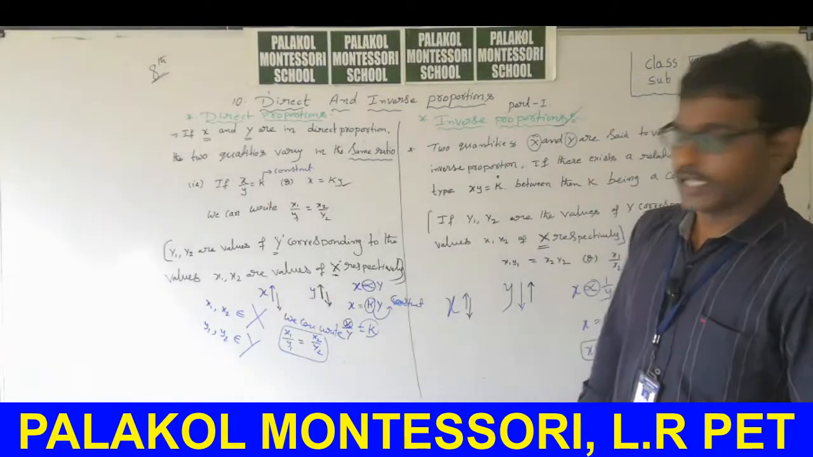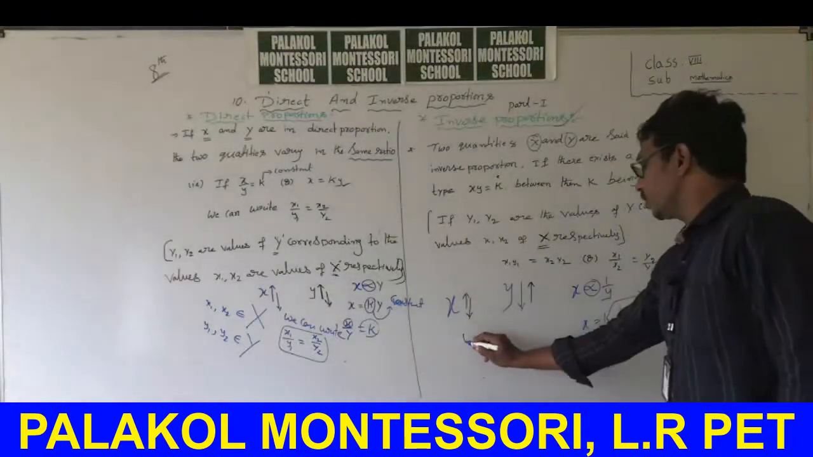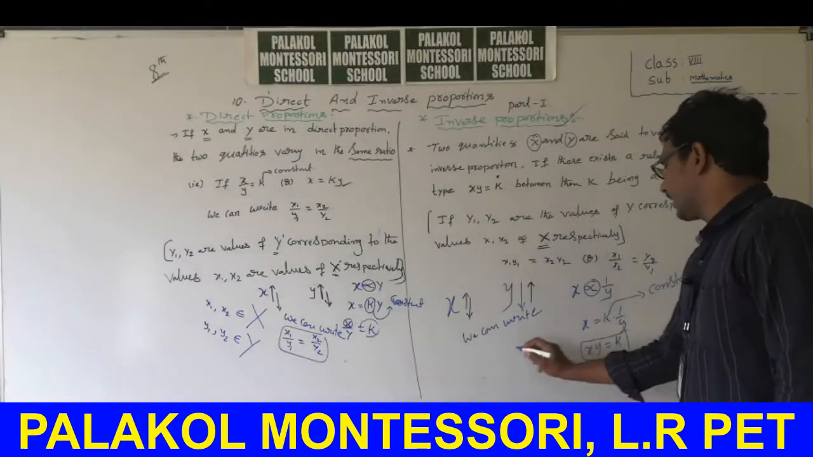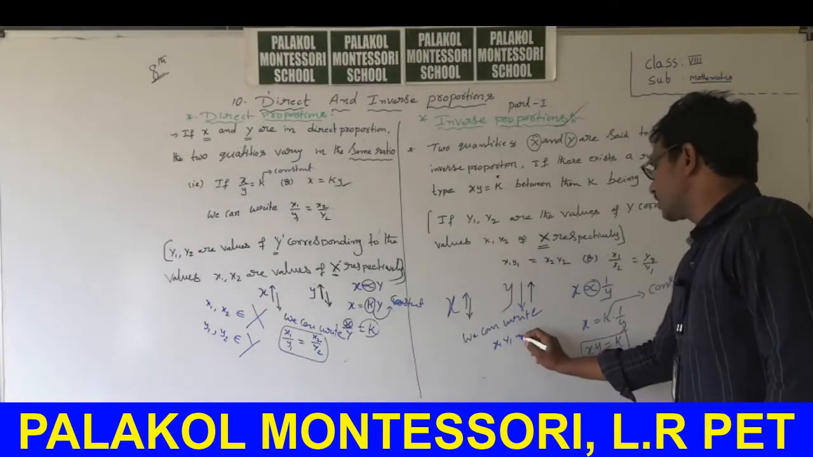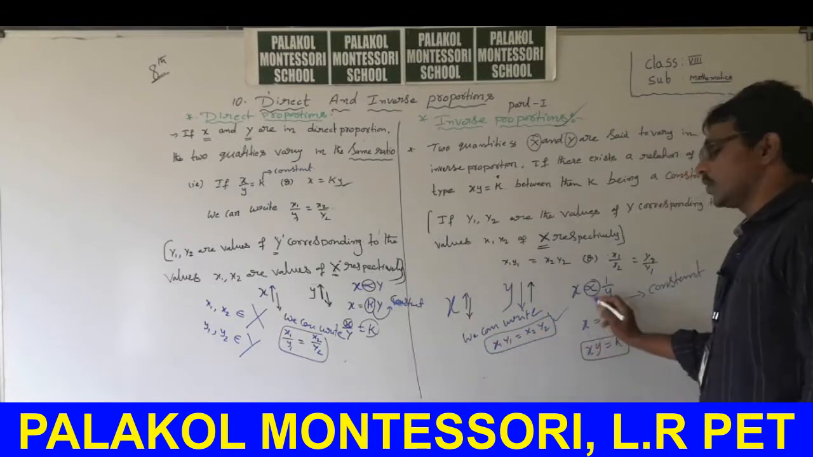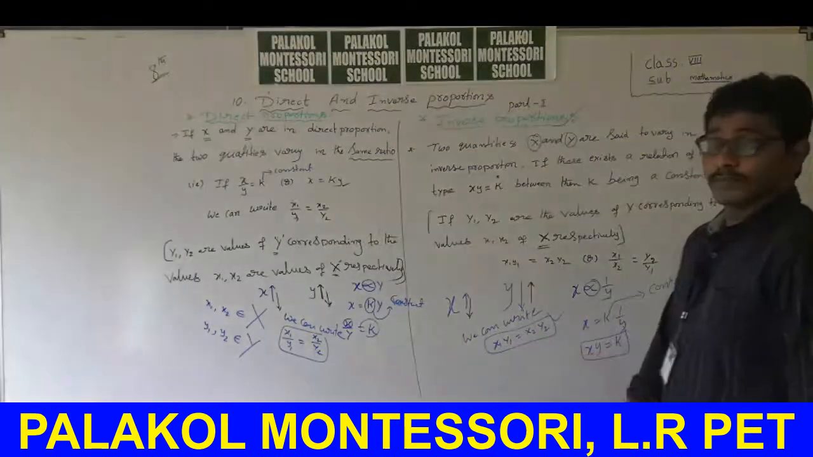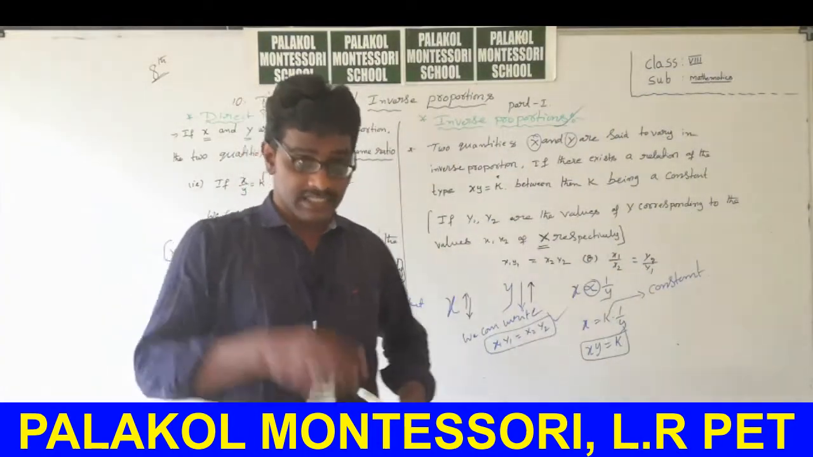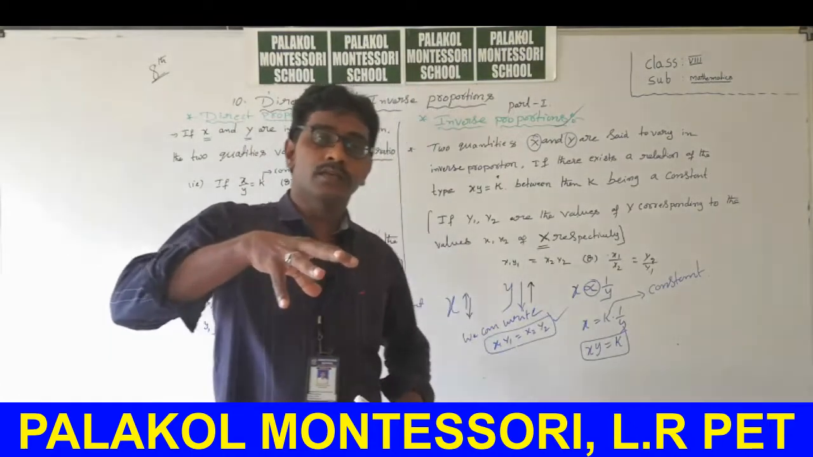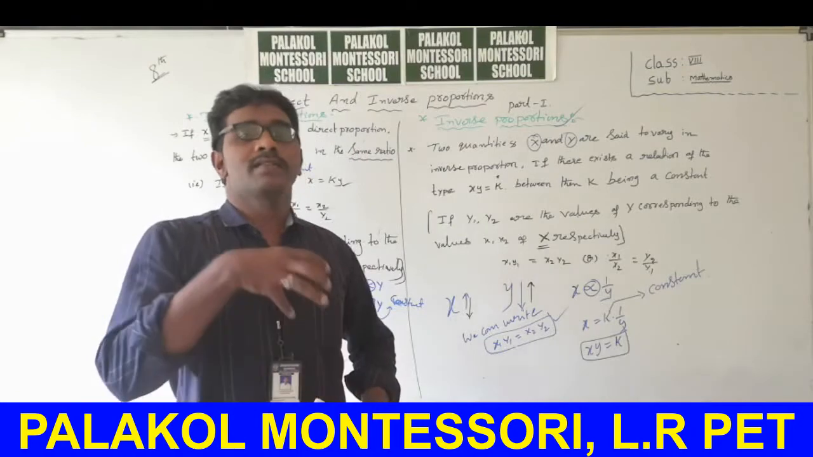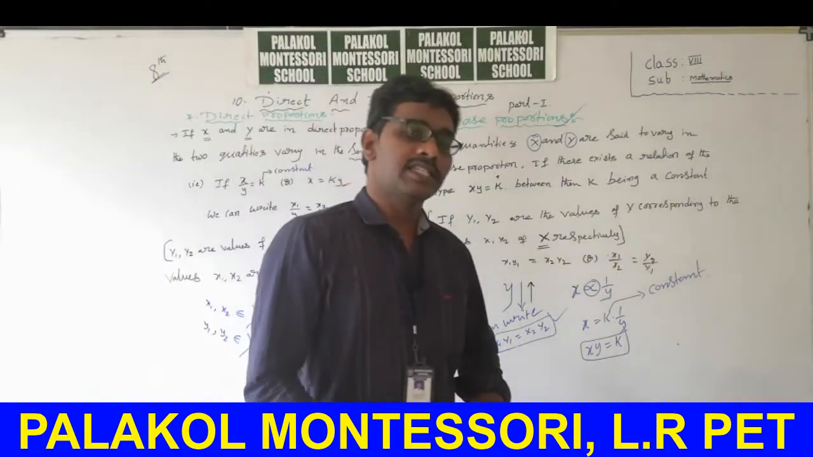So how to write this? You can write x1 y1 is equal to x2 y2. Please guys, this means x1, x2 are the corresponding values of x, and y1, y2 are the corresponding values in y. Is it clear?